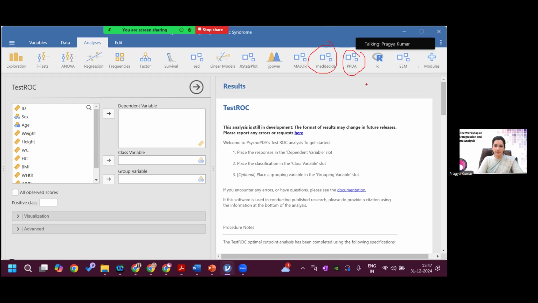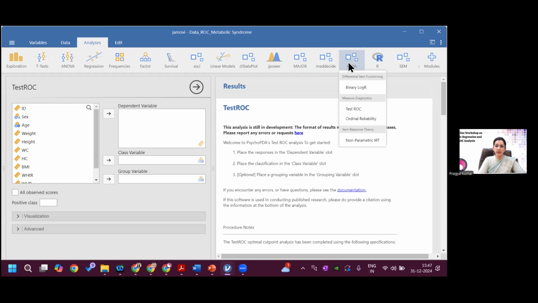And so how will you go? You should click this PsychoPDA. In PsychoPDA, you have got many options. You've got the option of binary logistic regression, ordinal reliability, then item response theory, non-parametric, and this is the test ROC. Test ROC is the option of choice. If you click this, this will open.